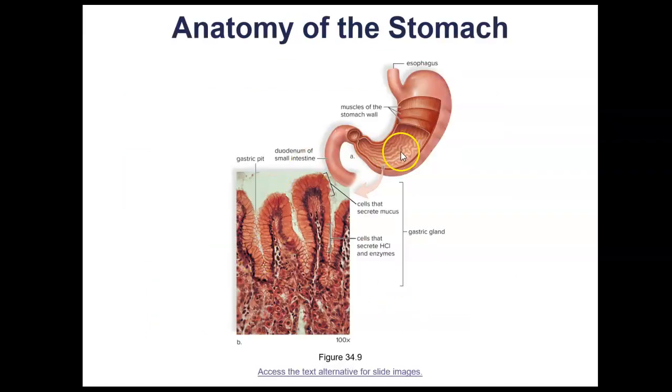This is showing you the rugae that are found, the folding of the mucosa in the inner wall of the stomach, and then the gastric glands and what they look like in that mucosa. They're gastric pits that lead to gastric glands, and there are cells in those gastric glands that secrete mucus to help protect the stomach from its own enzymes and acid. And then there's cells that secrete acid and enzymes in those gastric glands.